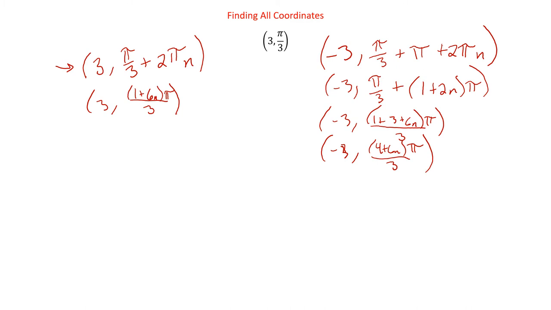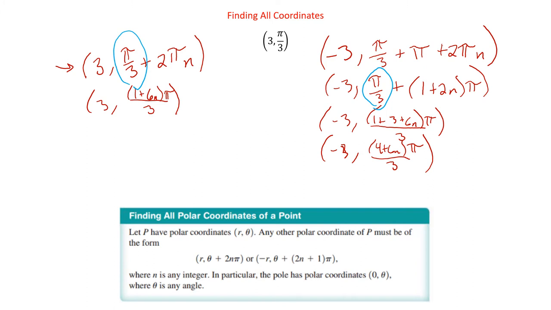I don't particularly agree. Personally, I like to see this angle right there, because that's the angle you're talking about. Like with the final one that we ended up with, you really have to kind of look for that standard angle that you're using. But all the points: we have r comma theta plus 2n pi, or negative r comma theta plus 2n plus 1 pi, which is actually these two that I like to begin with.